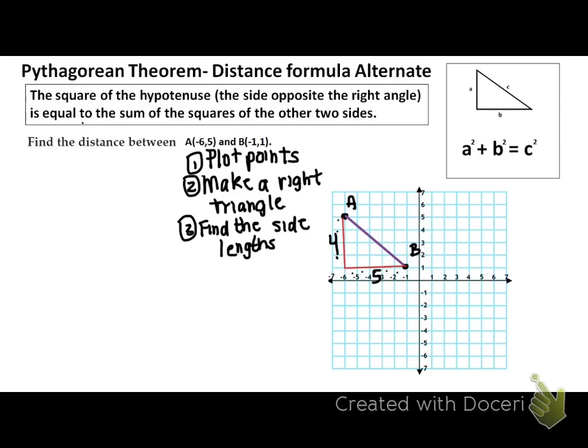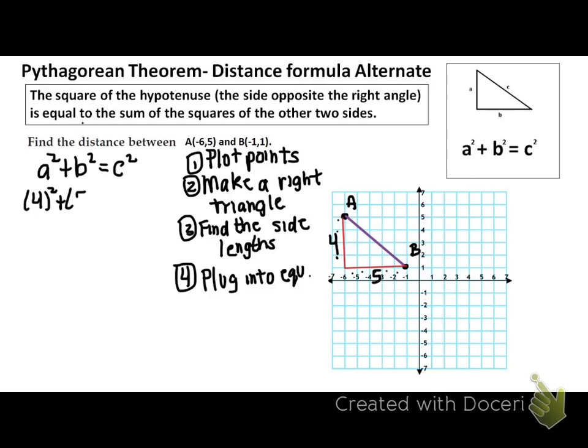Our next step would be to plug into the equation. I'm going to abbreviate it because I'm just not spelling right. Now our equation that we want to plug into, a squared plus b squared equals c squared, is very important. We're going to plug into the a and b. So I'm going to plug in 4 squared plus 5 squared is equal to c squared.